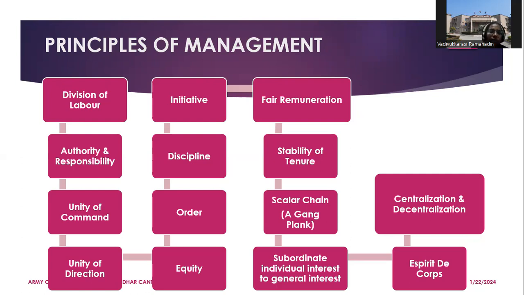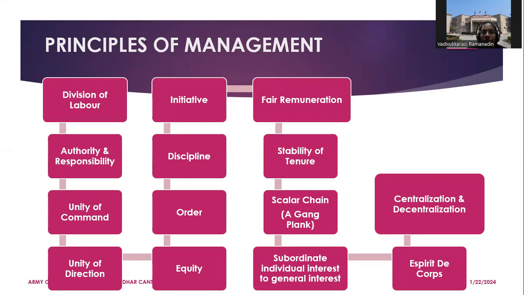So division of labor. The next is authority and responsibility. When we are dividing the work, we have to give them the power also. That power will bring the accountability. We have to give them power with the responsibility. These are all your job specifications. You need to do it. With that, they would be working with accountability.